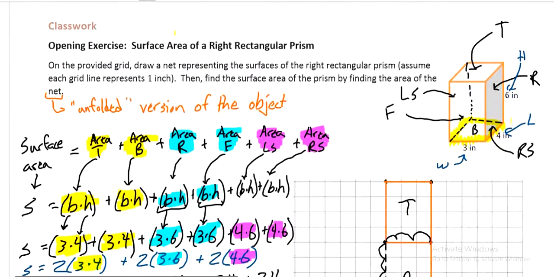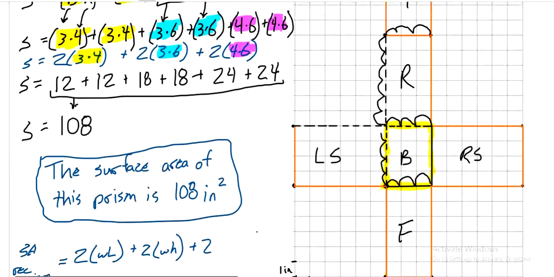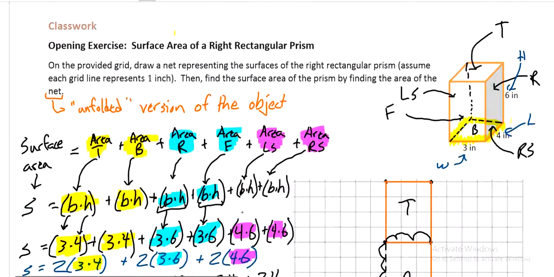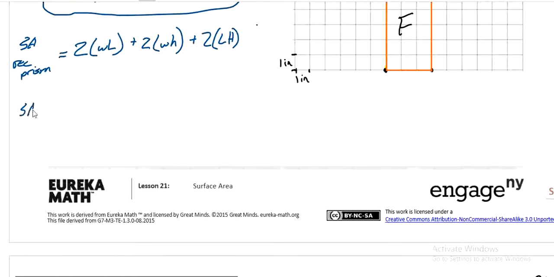Well, 3 was the width, 6 was the height. So the next part of this formula is 2 times width, W, and H, height, plus 2 times 4 and 6. 4 was the length, 6 was the height. So our formula for any rectangular prism, if you want to find the total surface area, is 2 times the width times the length plus 2 times the width times the height plus 2 times the length times the height. To shorten all that up, we would just write it as 2WL plus 2WH plus 2LH. Width, length, H for height.